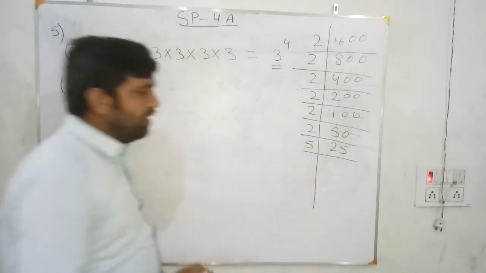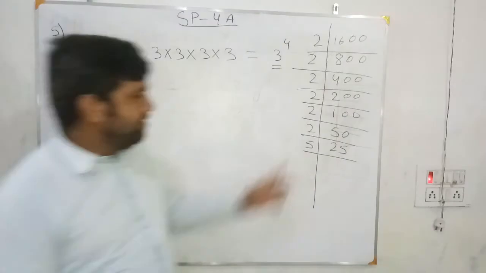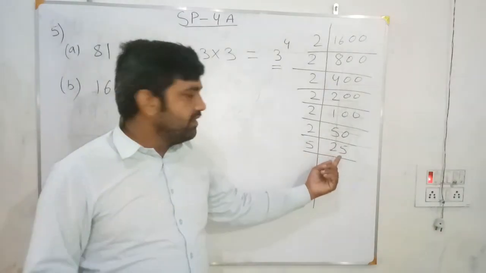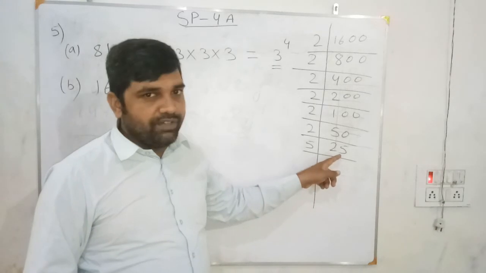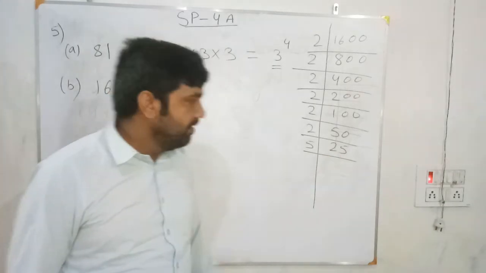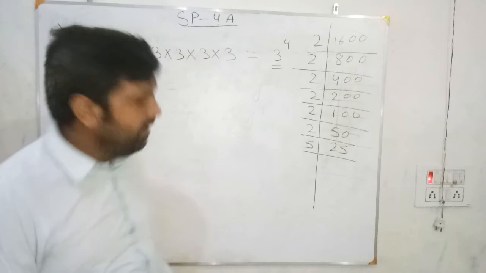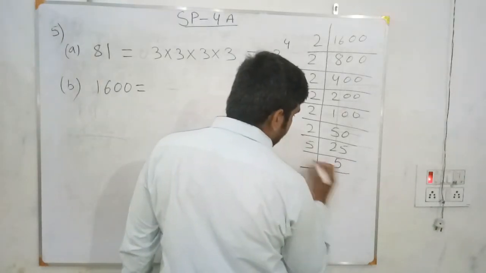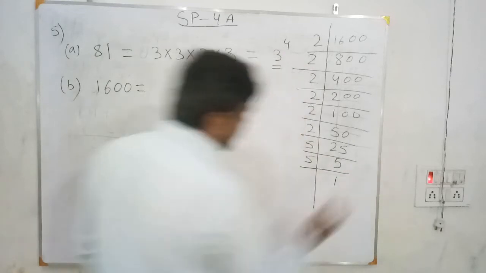Now 25 is not divisible by 2. Next prime number is 3. The sum of the digits 5 plus 2 is 7, and 7 is also not divisible by 3, so we cannot divide 25 by 3. Next prime number is 5. Yes, 25 is divisible by 5. So 5 5s are 25. Again 5 1s are 5.